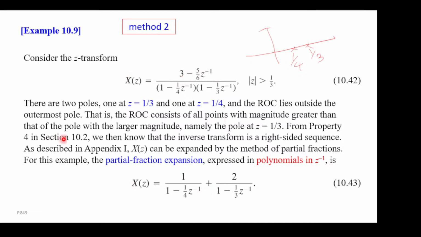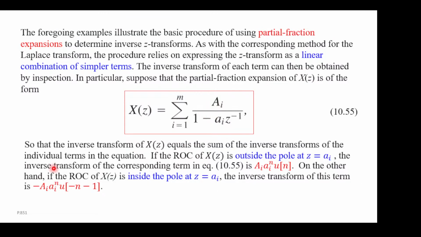And so here with the example you will successfully break into those 1 over 1 minus 1 over 4 z to the minus 1, and another term with something over 1 minus 1 over 3 z to the minus 1. And so you see this term has a pole at 1 over 4, and this has a pole at 1 over 3, etc. Then you will look at the ROC and decide whether you want to use 10.1 to get back this right-sided exponential, or you want to use 10.2 to get this left-sided exponential.